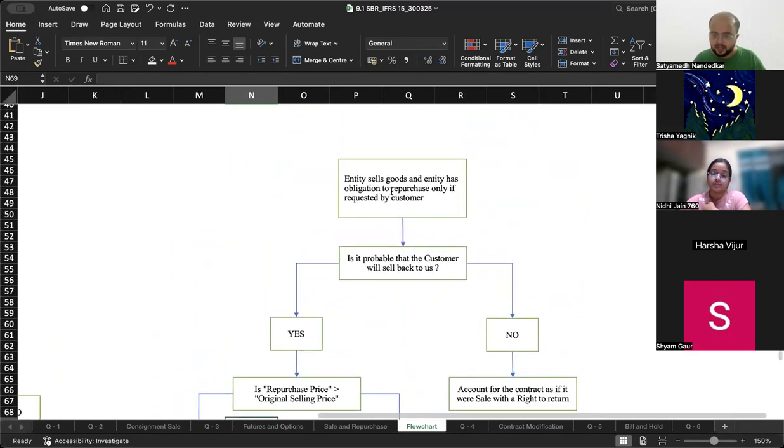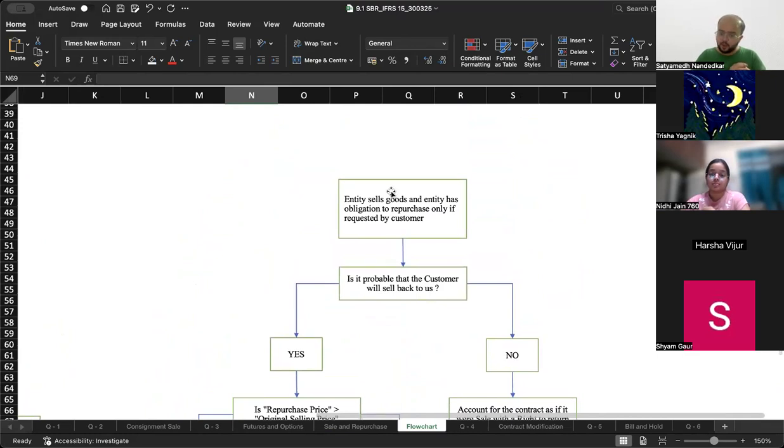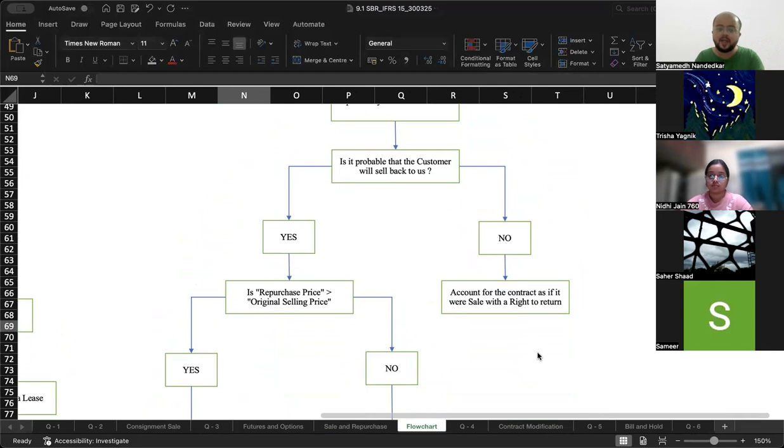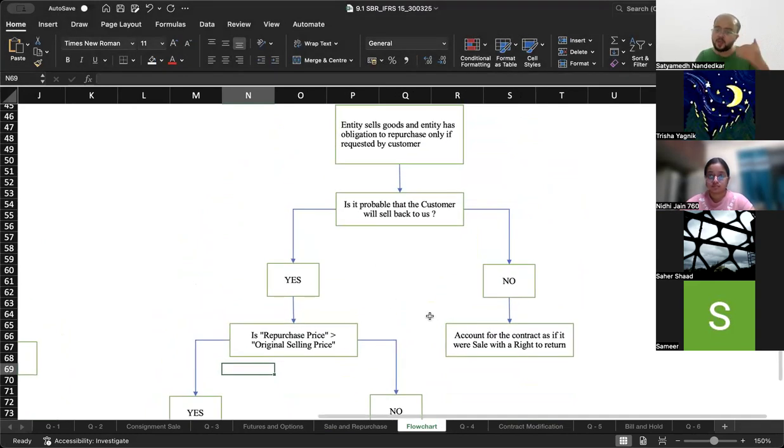And entity sells goods and the customer has a put option. Is it probable that the customer will sell back to us? If the answer to this is no, then account for the contract as if it were sale with a right to return. I think one of the questions that we did in the last week was based on this specific part. Put option is with the customer and we'll have to verify whether it is probable that the customer will be selling back the item to us or not.